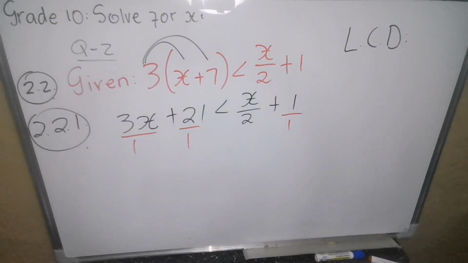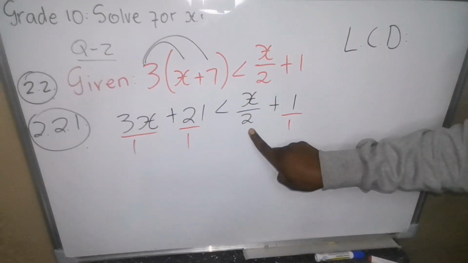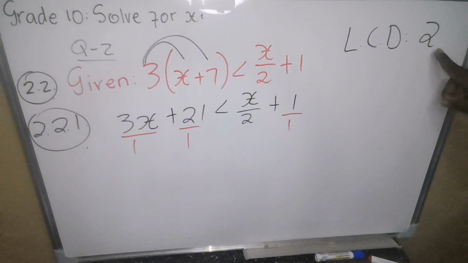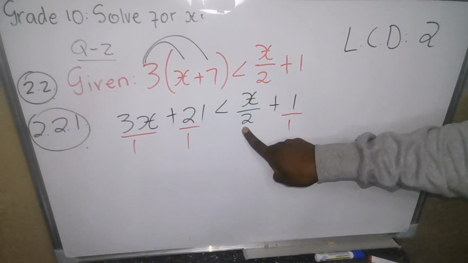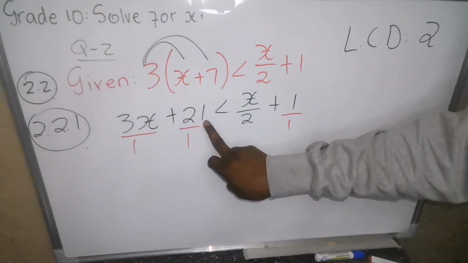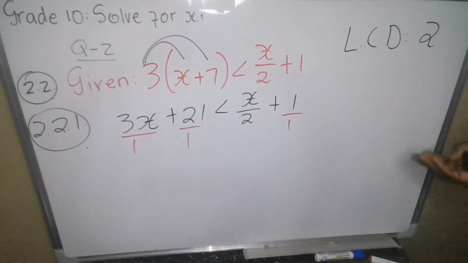And now, how do you find it? You must multiply each and every denominator. How? Come on, 1 times 1 gives 1, times 2 gives 2, times 1 gives 2. Our LCD is 2 in this case. And if your LCD is 2, each and every term is going to be multiplied by 2. Each and every term. 3x times 2, then 1 times 2, x over 2 times 2, 1 times 2. That's it. 2 times 3x gives 6x.